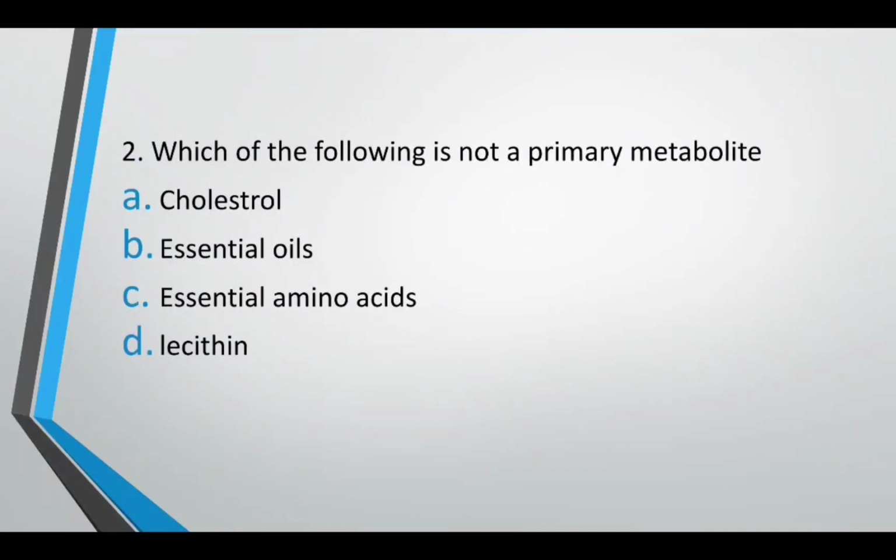Which of the following is not a primary metabolite? Cholesterol, essential oils, essential amino acid, lecithin. Not a primary metabolite. The correct answer is option B. Essential oils is not a primary metabolite.